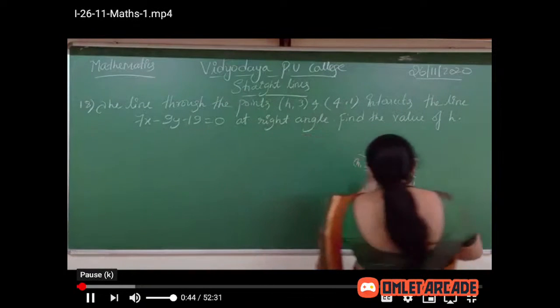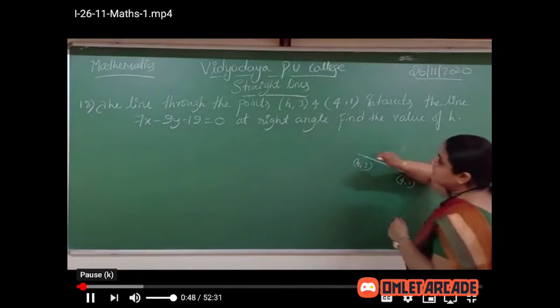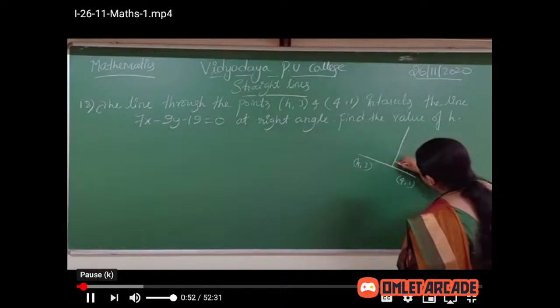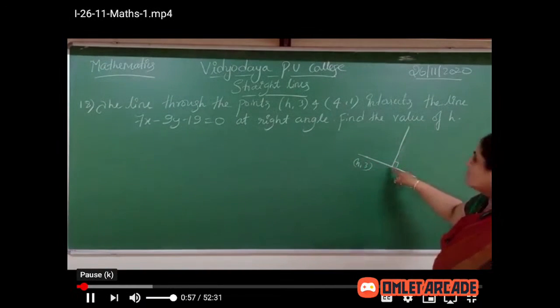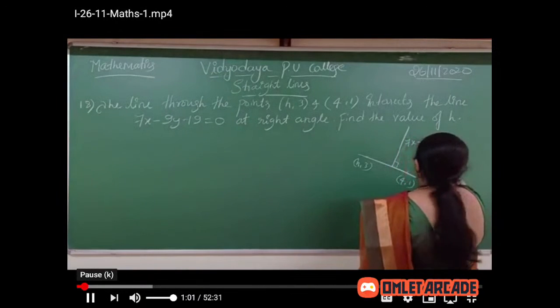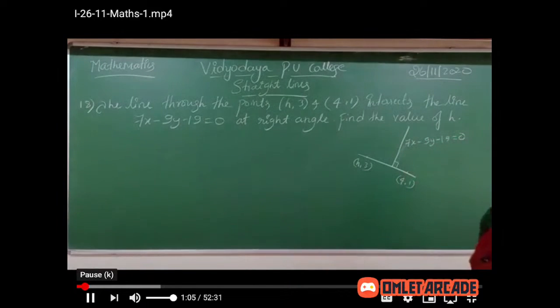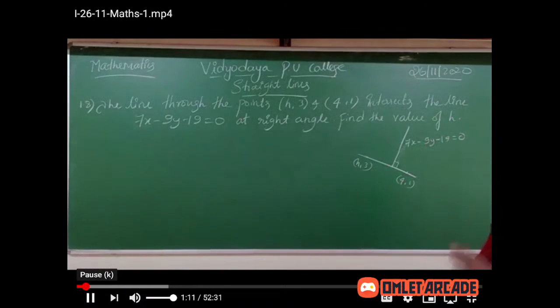This line intersects another line at right angle. So can I take another line like this? Because this intersects this line at right angle. So the equation of this line is what? 7x minus 9y minus 19 is equal to 0. Then find the value of h. You need to find the value of this unknown h.